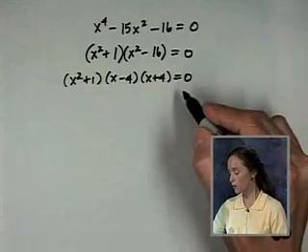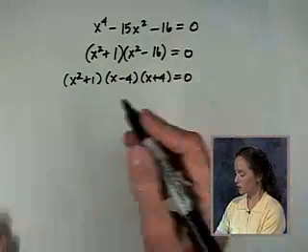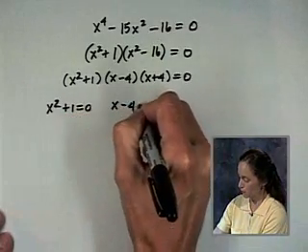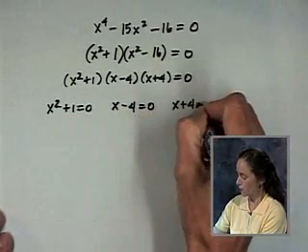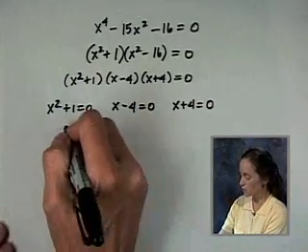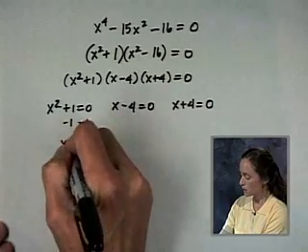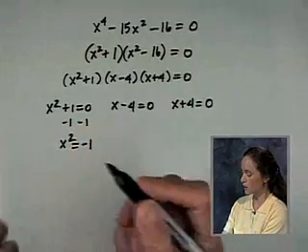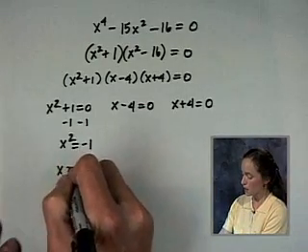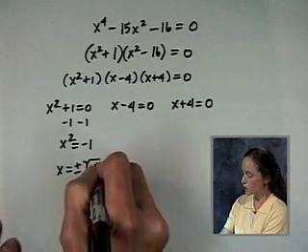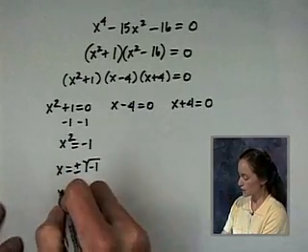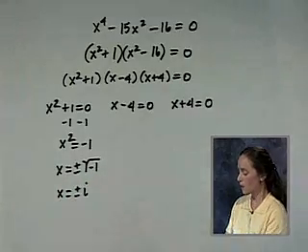Now applying the zero product property, we set each factor equal to 0 and solve for x. In the first case, to get x by itself, I'm going to subtract 1 from each side. X squared is negative 1. Then take the square root of both sides using plus and minus. X is plus or minus the square root of negative 1. Remember that the symbol we use to represent that is the imaginary unit i.